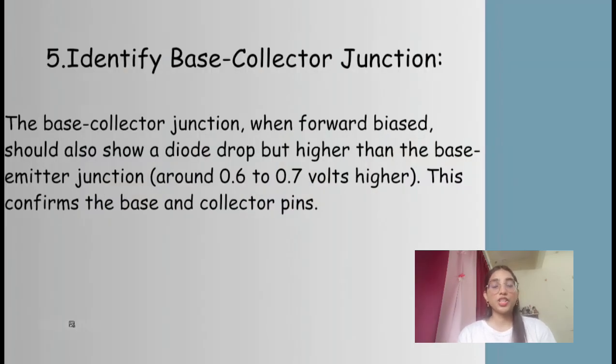So step 5 is to identify the base collector junction. So the base collector junction, when it's forward biased, should also show a diode drop, but higher than the base emitter junction, which is step 4, which is around 0.6 to 0.7 volts higher, where then it can confirm the base and the collector pins.